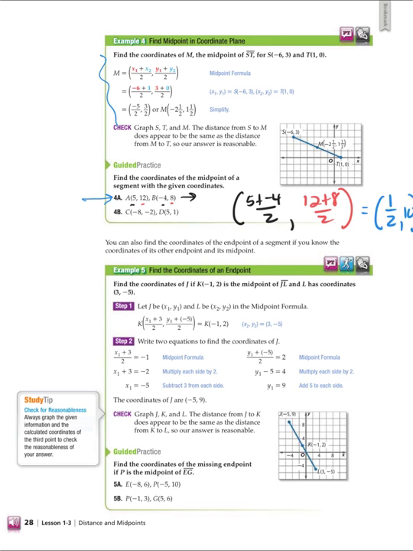Now, what we want to make sure we know how to do is find a missing endpoint. You can find the midpoint pretty easily, but let's find the missing endpoint, and we're going to find that it's not that much more complicated. All right, so let's pick an example out here.